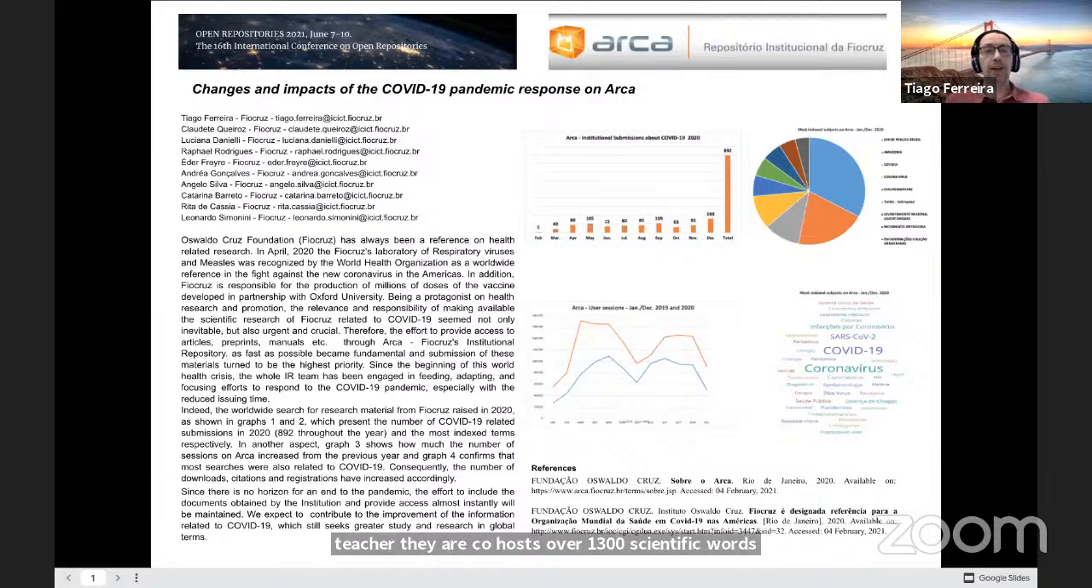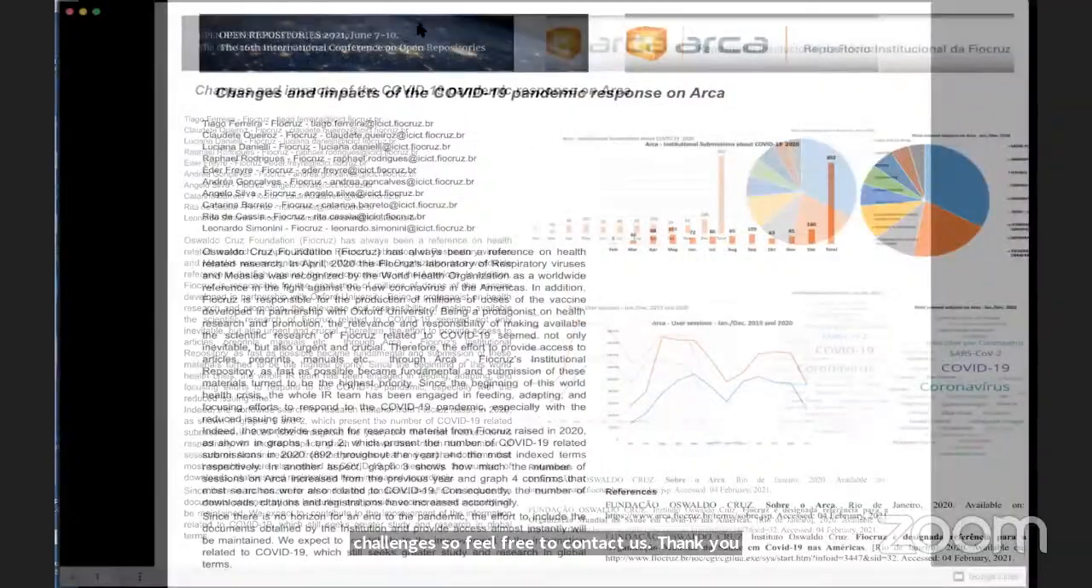As a result, ARCA has had its best indicators during the pandemic period, as shown in the poster, such as number of user sessions, submissions, and number of documents, which is over 40,000 currently. So if you wish to get further details about these challenges, feel free to contact us. Thank you.